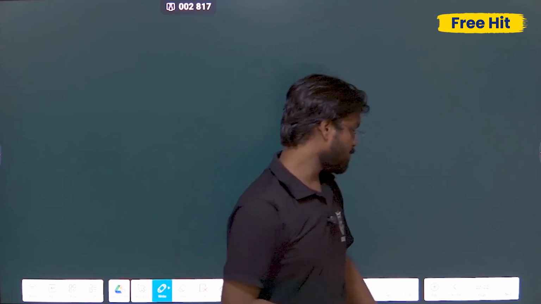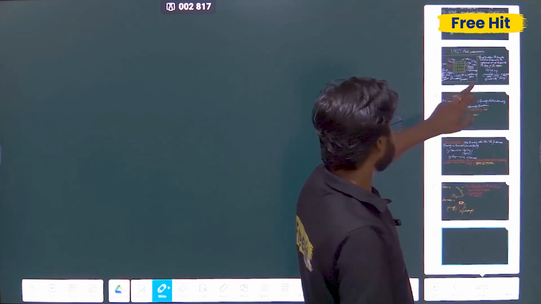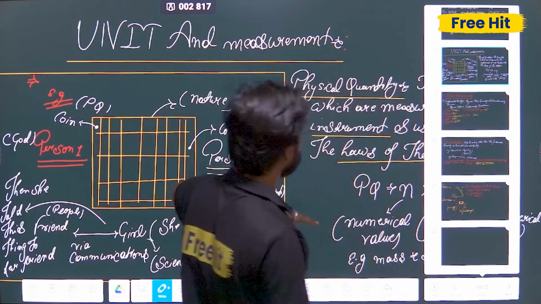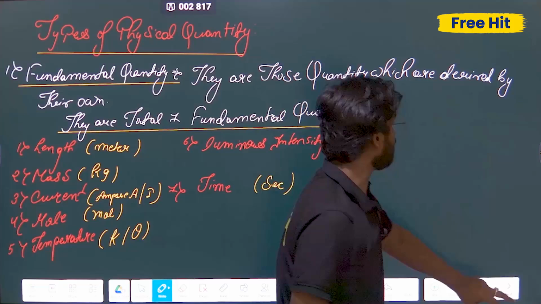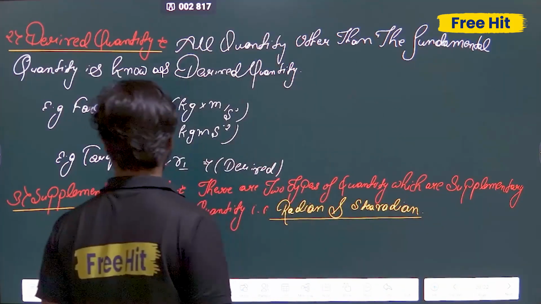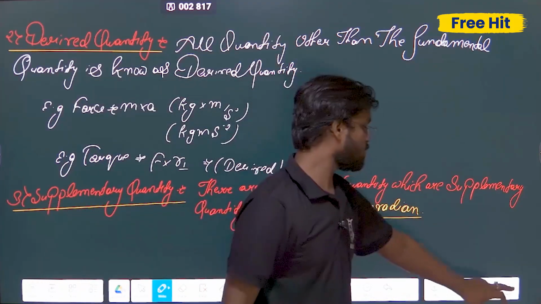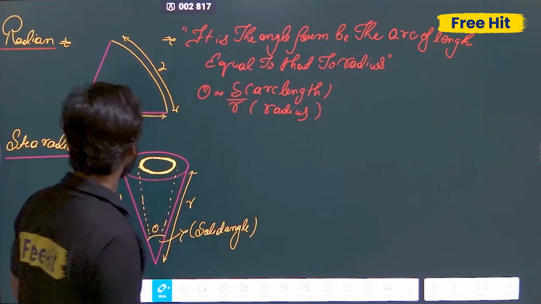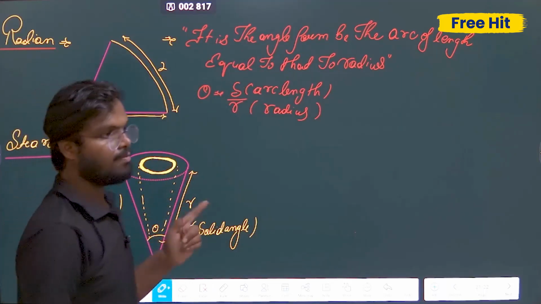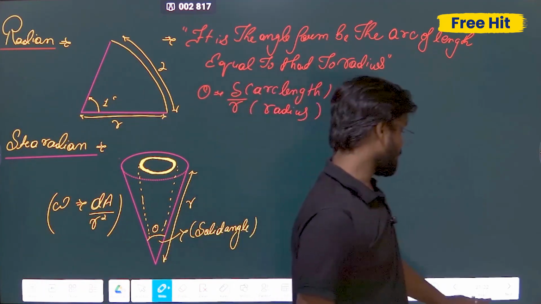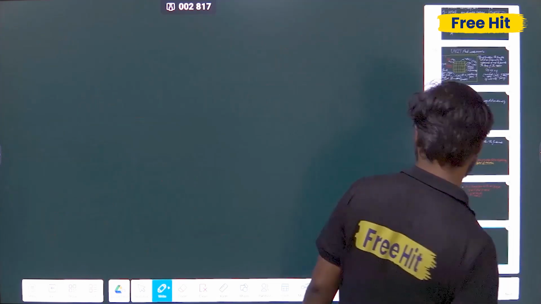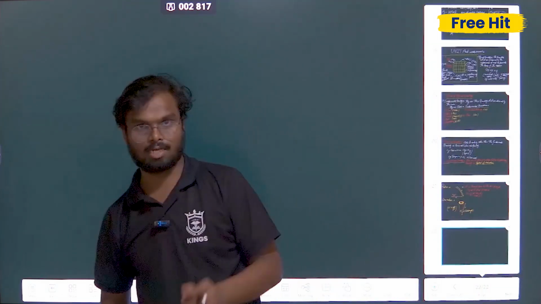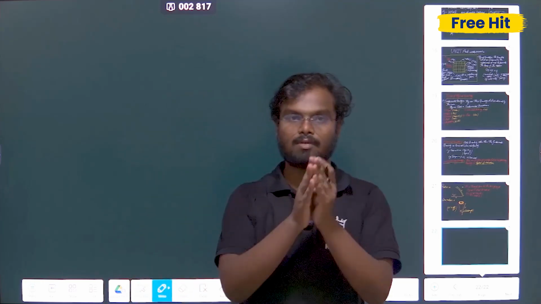In the previous class we have seen what physical quantities are and what the types of physical quantities are. Then we saw the derived physical quantities and the supplementary physical quantities, in which we saw the two quantities, radian and steradian. Today we are going to cover dimensions, like what dimension analysis is and what a dimension is. So let us start with dimension analysis today, because that is going to be very important.